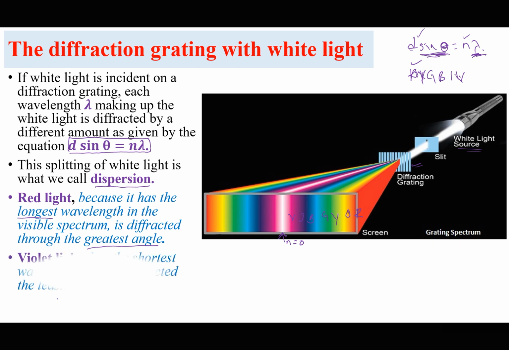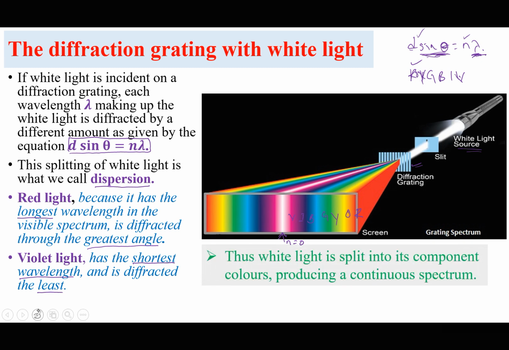Because violet has the shortest wavelength in visible light, it is therefore going to be diffracted least. It has the smallest angle of diffraction. So thus we can simply conclude by saying white light is split into its component colors, producing a continuous spectrum. So this is what we call a continuous spectrum, a range or a band of diffraction patterns, a band of 7 colors, forms what we call a continuous spectrum.